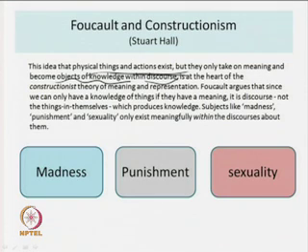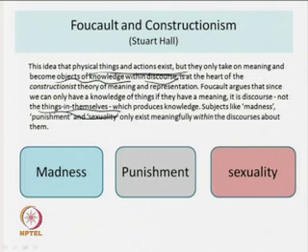Foucault argues that since we can only have a knowledge of things if they have a meaning, it is discourse and not the things in themselves which produces knowledge. This is very important. This is Foucault repeating what the constructionist school of thought would say. Since we can only have a knowledge of things through what? Through discourse. And essentially, what does it mean to say that we have knowledge of something through discourse? It means in the first place that the knowledge of something is derived through language. Therefore, he argues that we have knowledge of something not from what he calls the things in themselves.